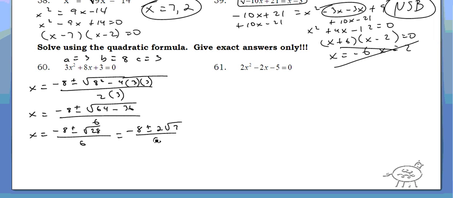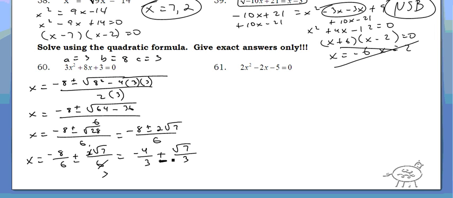All right, now this is the deal. You just write it as two fractions. So x equals negative 8 over 6 plus or minus 2 root 7 over 6. So negative 8 over 6 is negative 4/3. And that's a 1 and a 3. So it's plus or minus root 7 over 3. Okay? That is your exact answer.